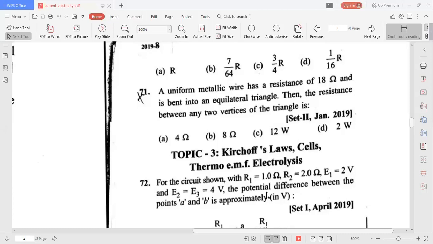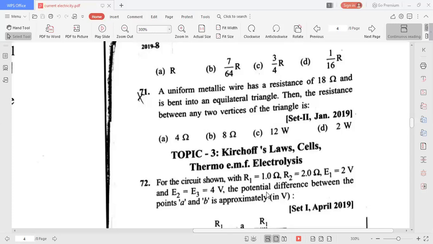A uniform metallic wire has a resistance of 18 ohm and is bent in the form of a triangle. Then what is the resistance between any two vertices of the triangle? So a uniform wire is bent in the form of a triangle.